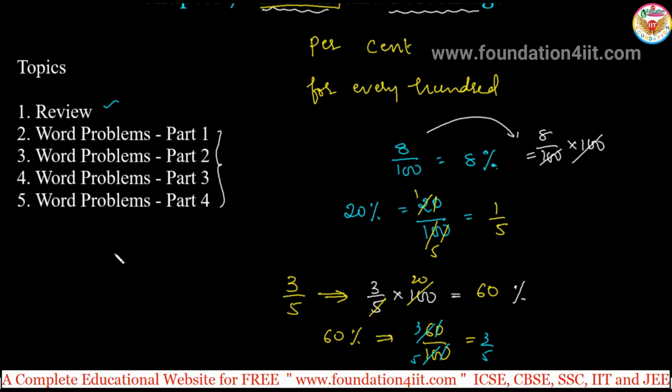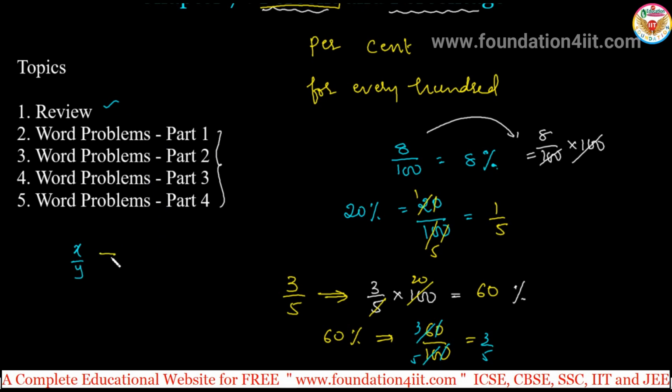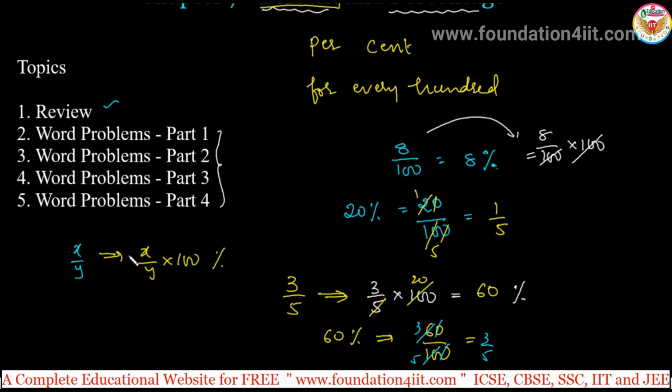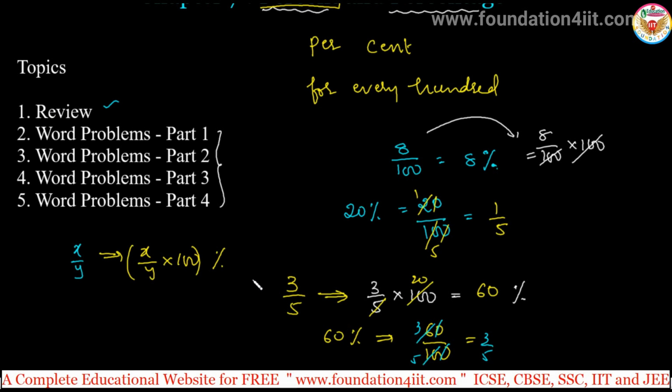In the same way, for example, x by y is a fraction. To convert into percentage, x by y into 100 percent. To convert into percentage, multiply with 100. Again we have the formulas. Increase percentage means increase in quantity by original quantity into 100, and decrease percentage is decrease by original quantity into 100. Those basic formulas also, I'll explain when I show the word problems.